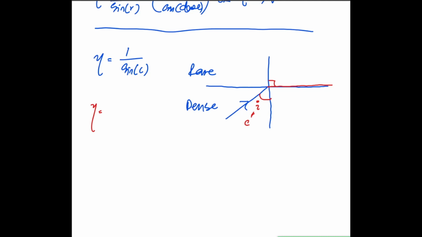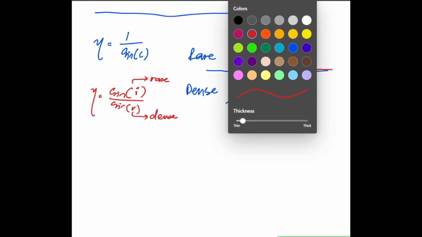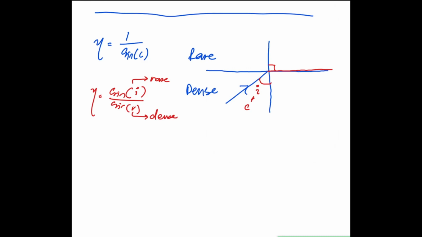whatever these values may be, we have sine I divided by sine R. And if you notice, the upper angle used to be for the rare medium and the denominator angle used to be for the dense medium, right? So let's figure out where those angles are. So the rare angle is over here, that is 90 degrees. And the dense angle is over here, which is now labeled as C.